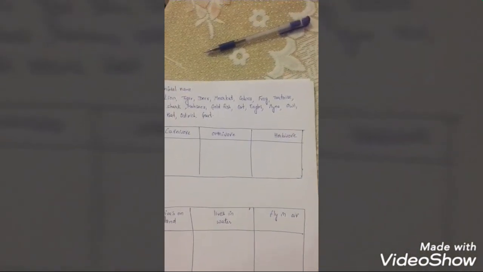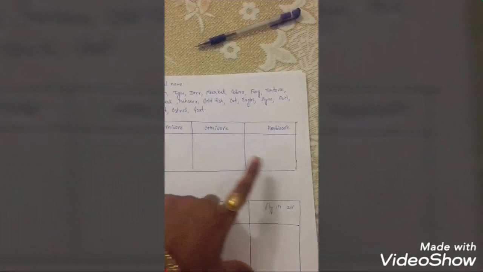Okay, I have one question for you. If you have a pet cat, where will you place that? Under which column will you place it?